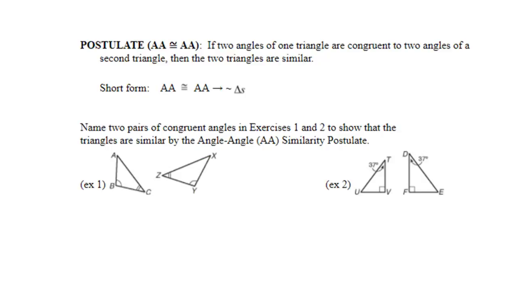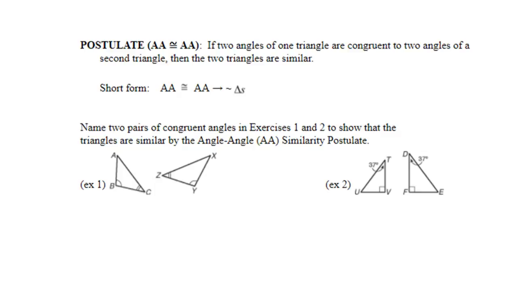Kind of a different postulate we're looking at is the angle-angle postulate. This tells us that if we have two congruent angles, then those two triangles must be similar. It doesn't tell us anything about the side lengths, which it really doesn't have to, because if we talk through this, it'll make sense that those triangles do have to be similar.